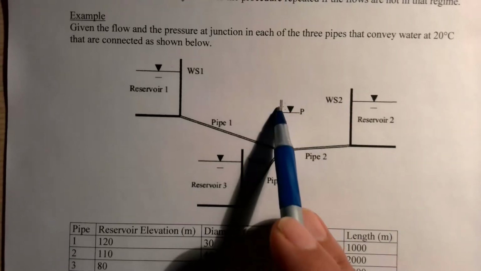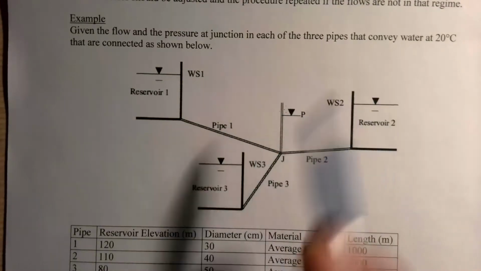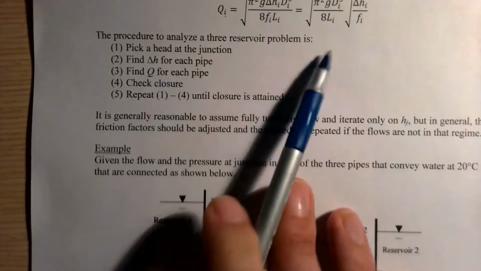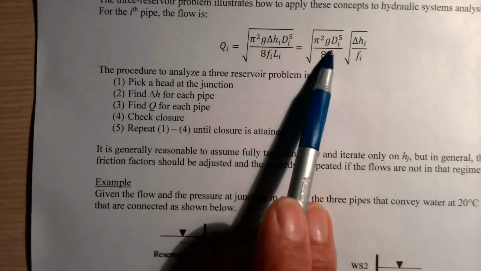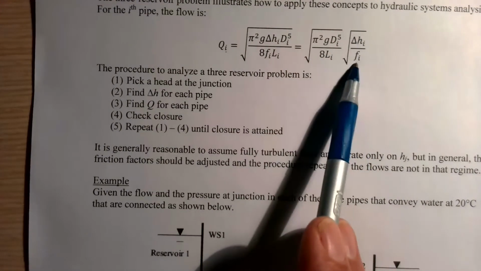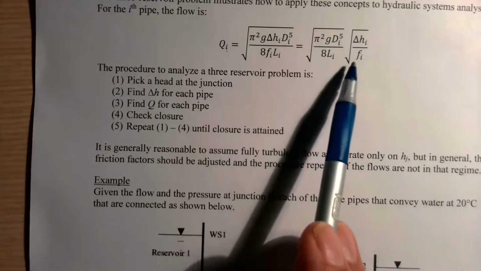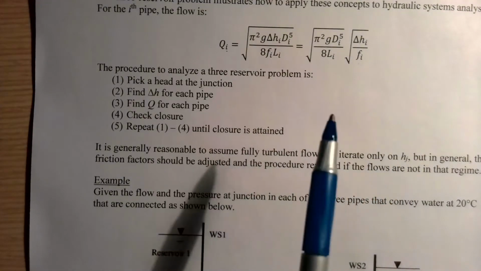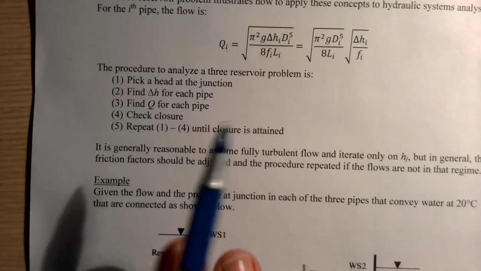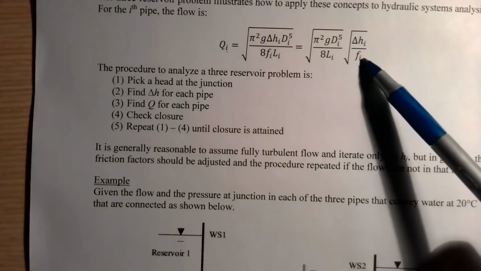So once we've picked a head for this value, we can very quickly get each of those losses, delta H. Once we have delta H, we can now use our Darcy-Weisbach equation here to quickly get a Q, assuming that we have a fully turbulent flow situation here, or that we know the friction factor. So on problems like this, you're often going to assume the friction factor is not changing. So the best assumption for that is usually going to be that it's fully turbulent. We can go and get the friction factors for each one.